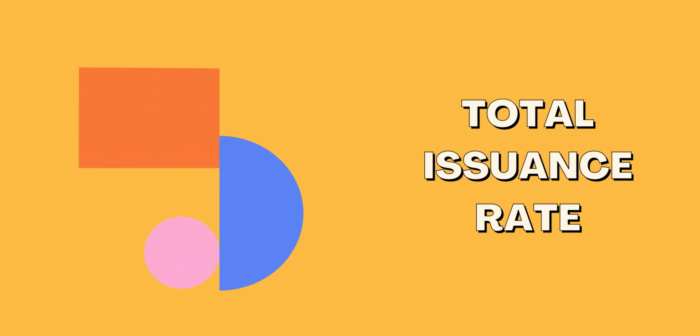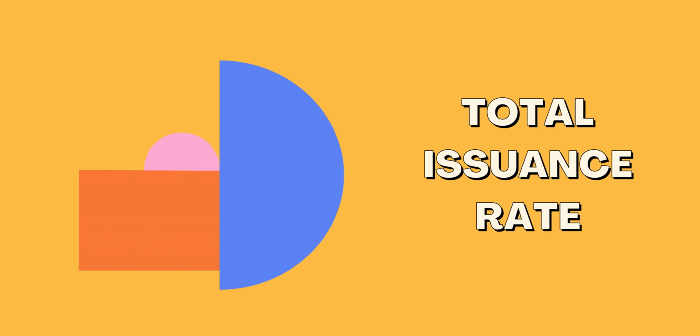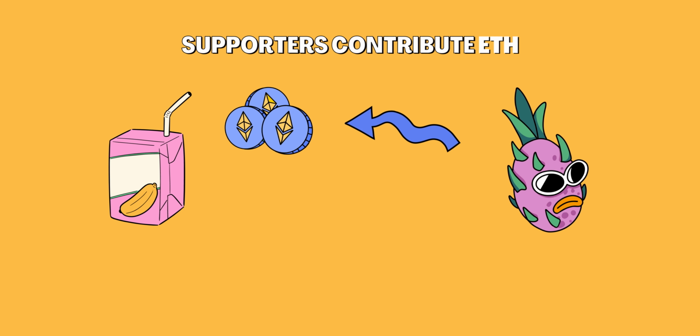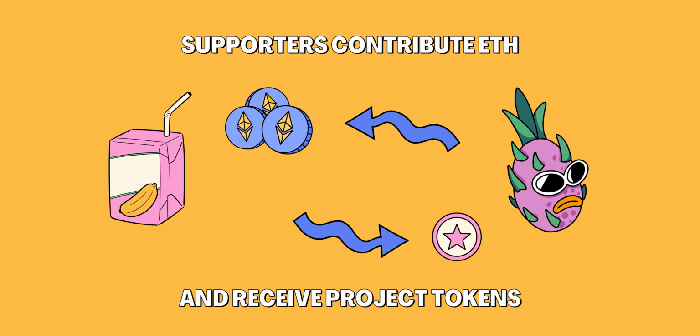So, first we'll look at total issuance rate, which determines how many tokens are minted per 1 ETH. By default, this is set to 1 million. So if someone contributes 1 ETH to your project, they get 1 million tokens.